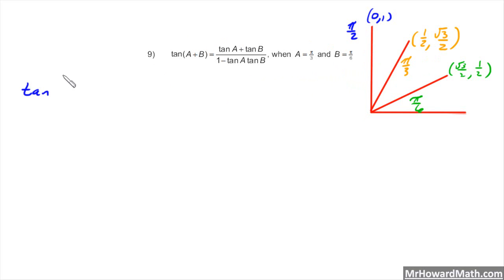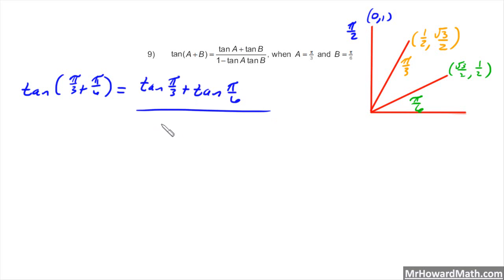So we'll fill in the identity first. So tangent of A is pi over 3 plus B is pi over 6, and that's going to be equal to tangent of pi over 3 plus tangent pi over 6, just filling in pi over 6 for B and pi over 3 for A everywhere we see it in the identity. Tangent of pi over 3 times tangent pi over 6.